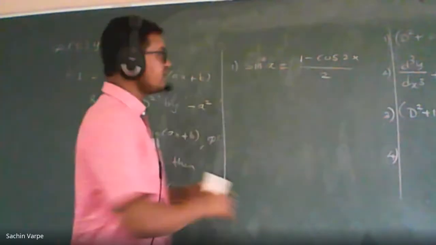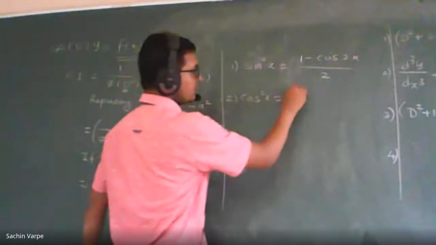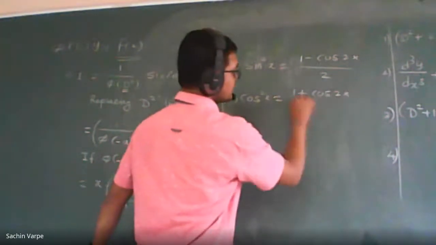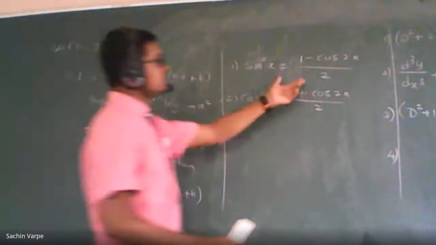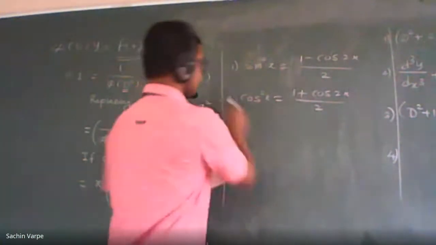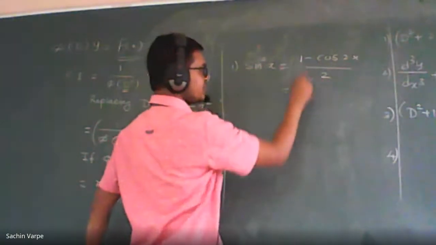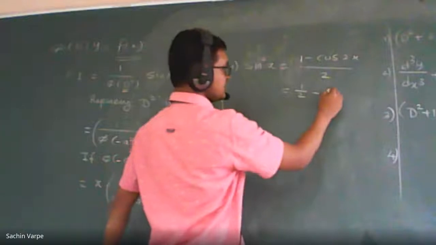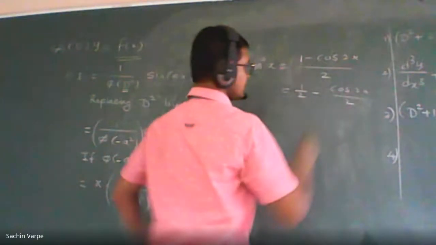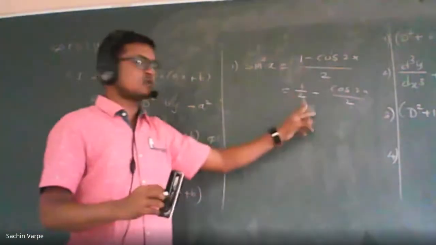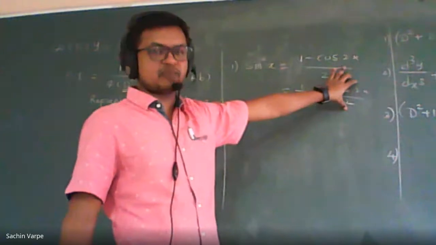Similarly, we have the formula for cos square. Cos square x is equal to what? 1 plus cos of 2x upon 2. So with the help of this, by substitution of sine square, we can separate the denominator like 1 by 2 minus cos of 2x upon 2, and then we can separate the operator over these two functions, where half is constant and this is a purely linear cos, and we know the case for cos.